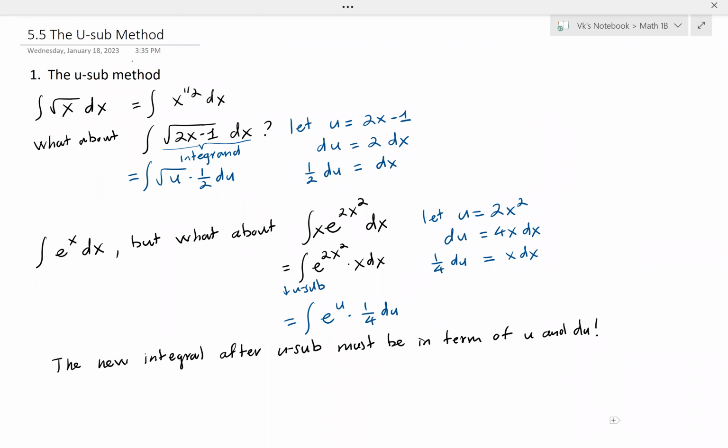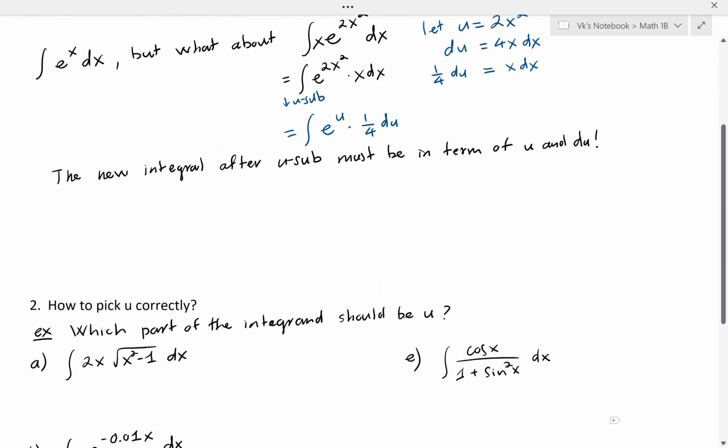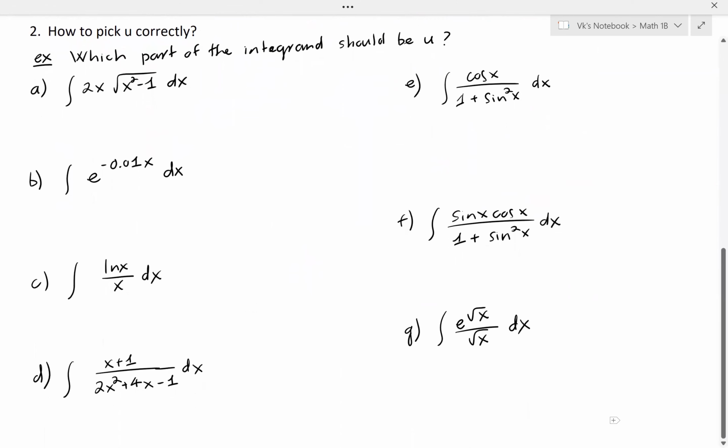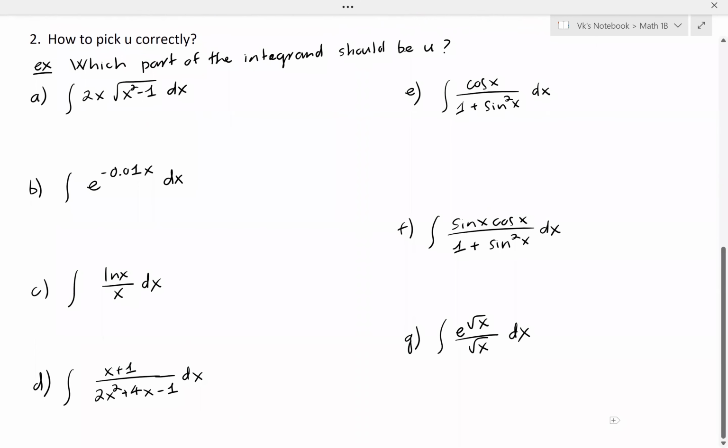Okay, let's take a look at a bunch of examples, see how we can identify the u. Which one should be the u? Number 2, how to pick u correctly. Example, which part of the integrand should be u?